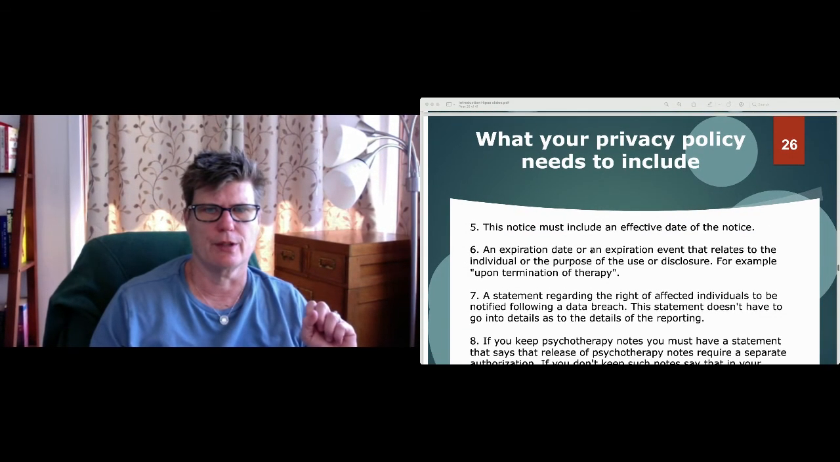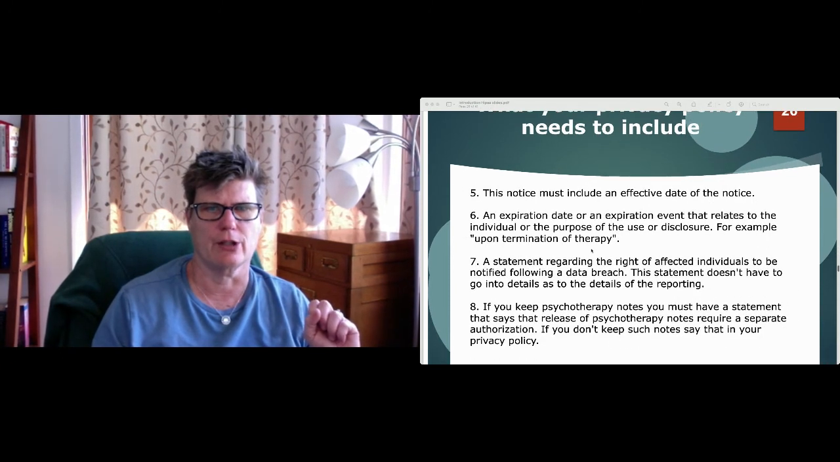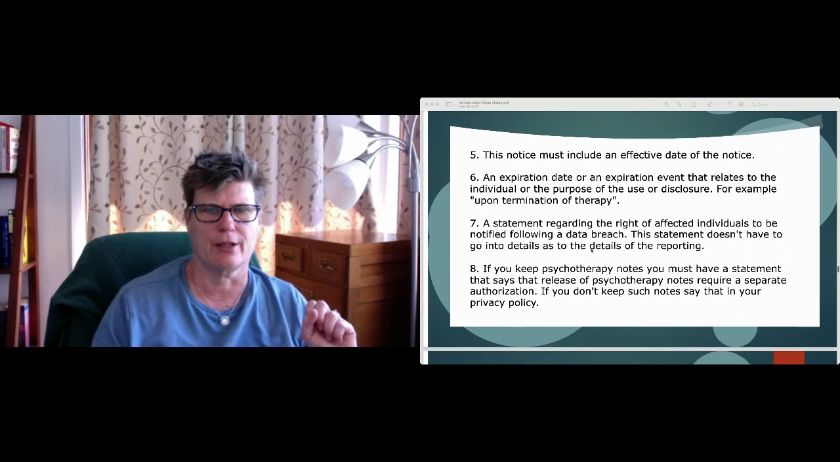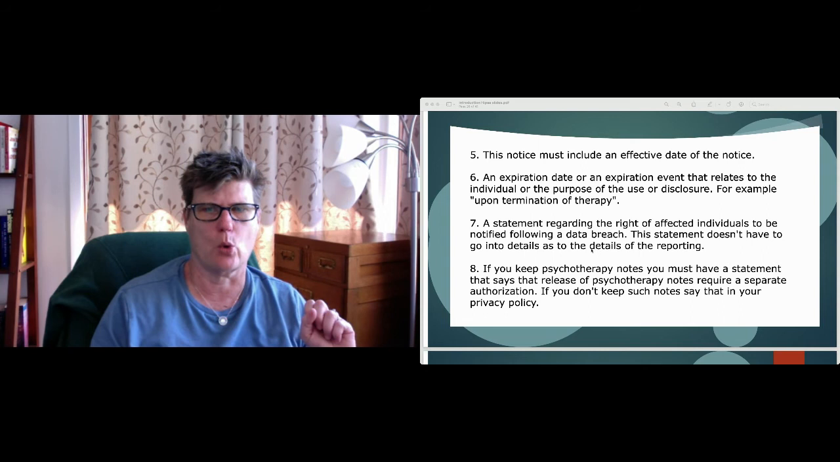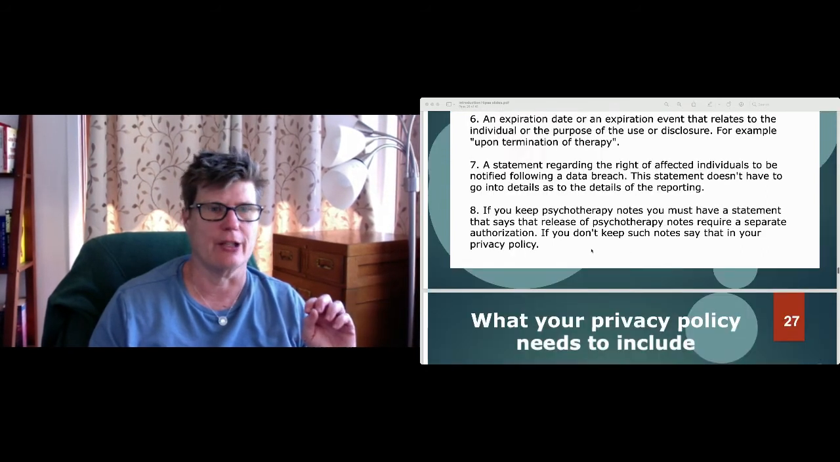The notice must include an effective date of the notice, an expiration date that relates to the uses of disclosures, a statement regarding affected individuals' right to be notified in a breach. And if you keep psychotherapy notes, you must have a statement that says the release of psychotherapy notes requires a separate authorization. If you don't keep such notes, say that in your privacy policy.